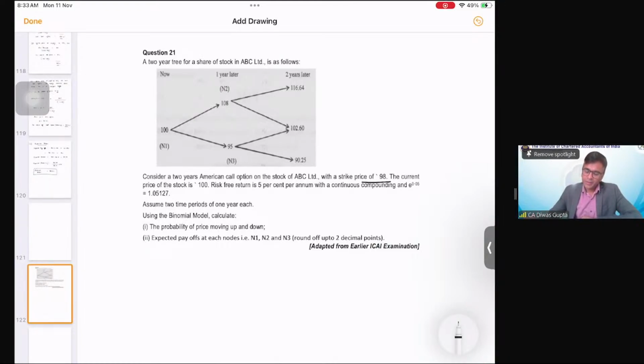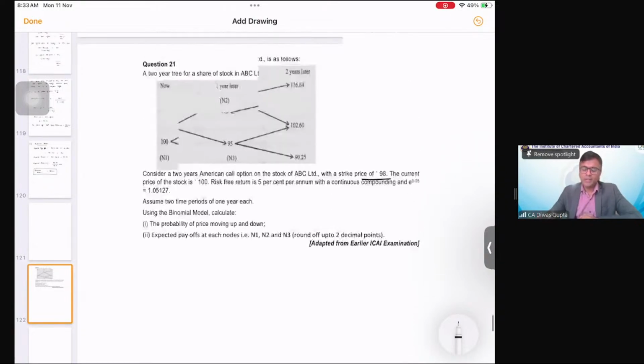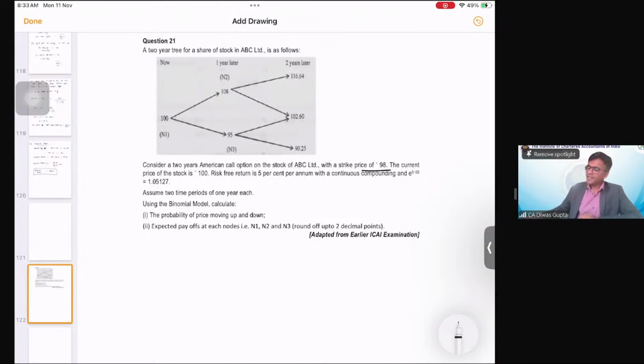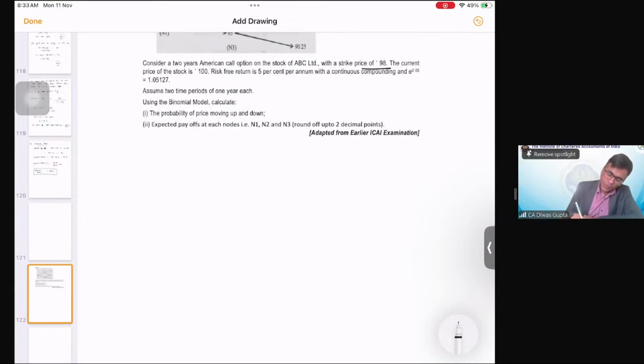Risk-free return is 5% per annum with continuous compounding, and e raised to the power 0.05 is equal to this much. This is also given straightaway. Assuming two time periods of 1 year each, the first year and second year, only two time periods. Using the binomial model, calculate the probability of price moving up and down, expected payoffs at nodes N1, N2, N3, round off up to 2 decimal points. Clear? A very similar question we did earlier, right? So solution.